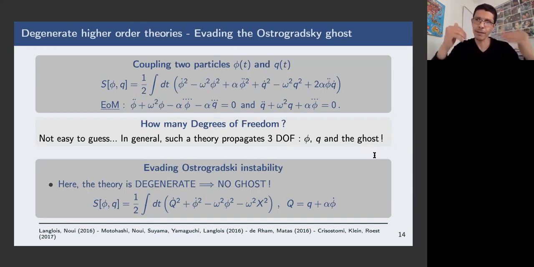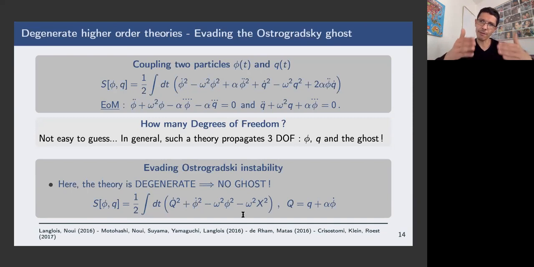But in some cases, when you have a coupling between two degrees of freedom, you can evade the Horndeski instability. And this example is particularly interesting for that because you can show very easily that this action can be reformulated exactly like this one. So instead of working with small q, you work with capital Q, defined like this, then this action here is totally fine. There is no higher order derivative, and there is no ghost in the theory.